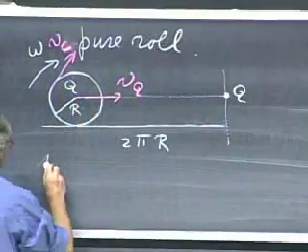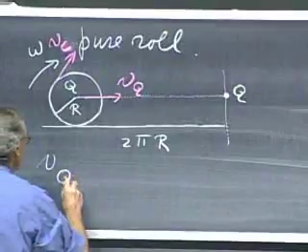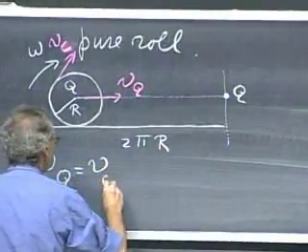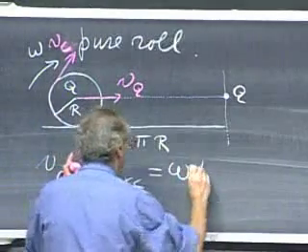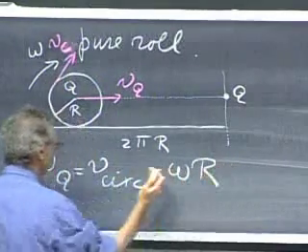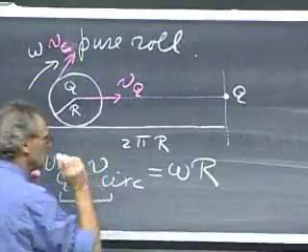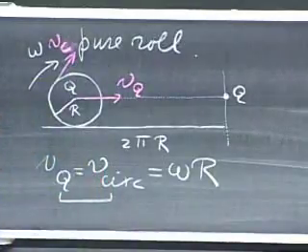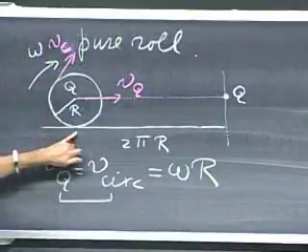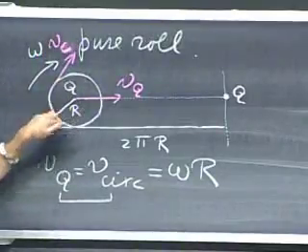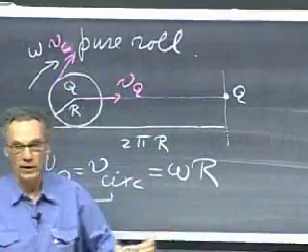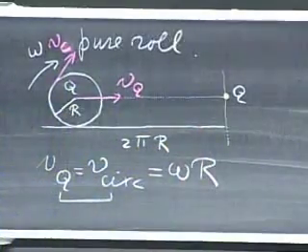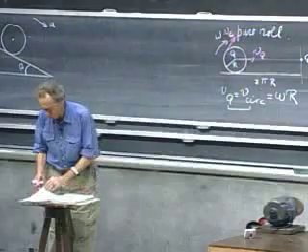In other words, VQ is exactly the same as V circumference, and V circumference is always omega r. This part always holds, but for pure roll, this holds. You can easily imagine that if there is no friction here, the object could be standing still, rotating like crazy, but Q would not go anywhere. So then we have skidding and slipping, and then we don't have the pure roll situation.